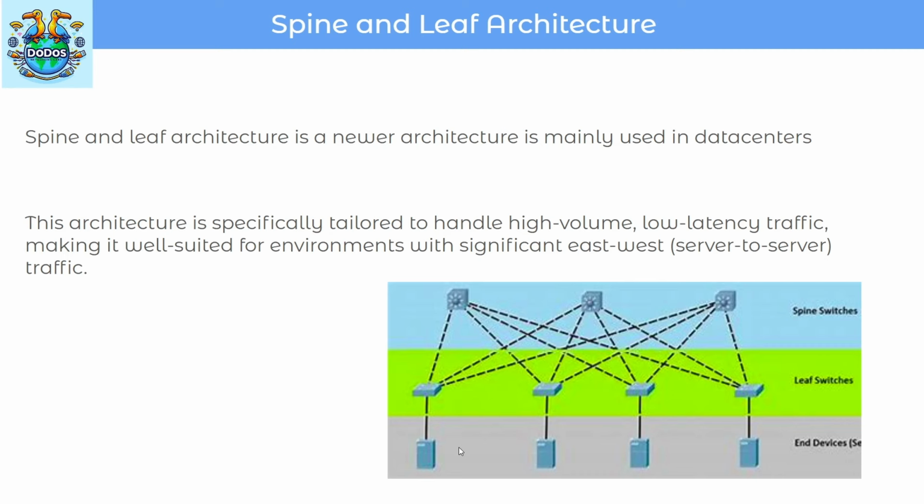Now, this is the newest one, the modern one. It's spine and leaf architecture. It says right here, spine and leaf architecture is a newer architecture and is mainly used in data centers. This architecture is specifically tailored to handle high volume, low latency traffic, making it well suited for environments with significant east-west traffic, which is server to server traffic. Like this one to this one. And it's great.